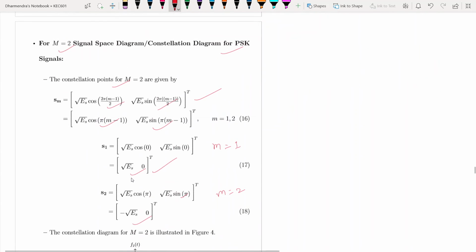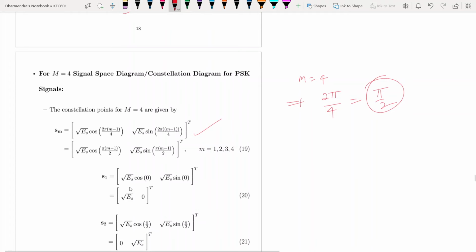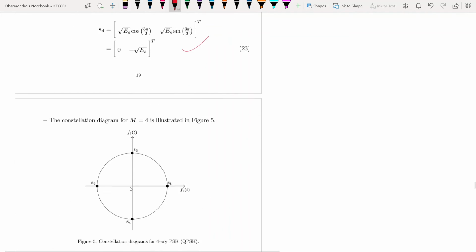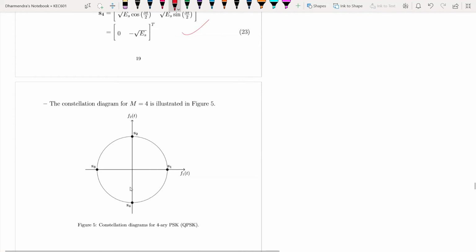15. So I will get this. After simplification, I will get this. So I will calculate all the 4 points. Okay, in one way, you draw a circle of radius square root Es and choose points according to, because this is 2 pi radians, you divide 2 pi by the number of points, here M is 4, so these 4 points I will get, 0 according to this, minus 1.